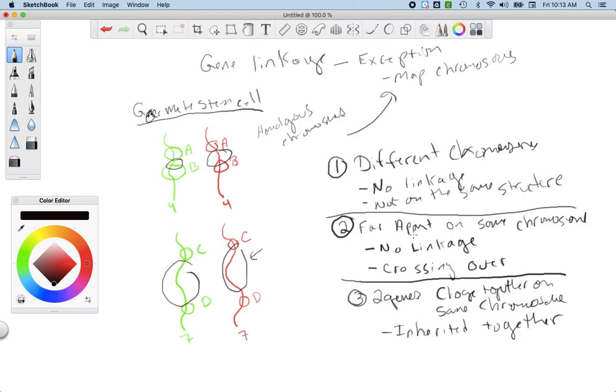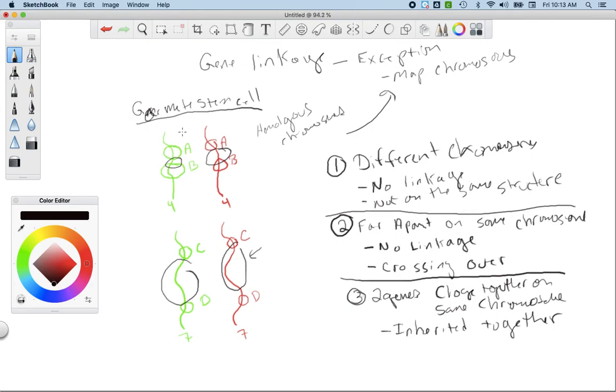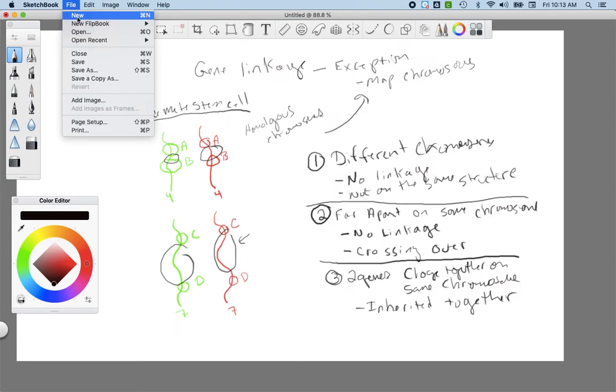That's how we know that A and B are close together on chromosome number 4, and that C and D are further apart on chromosome number 7. We can use this crossover event between linked genes to figure out what genes are on what chromosome. So it's a very good research tool. It's a very good genetics tool. It looks like it violates the law of independent assortment. It really doesn't.